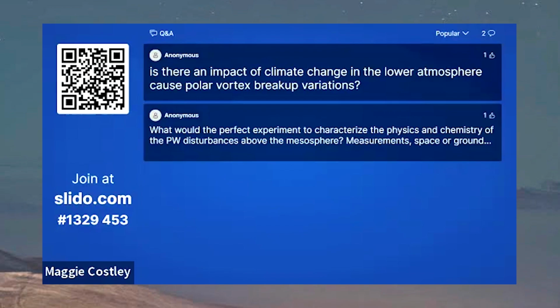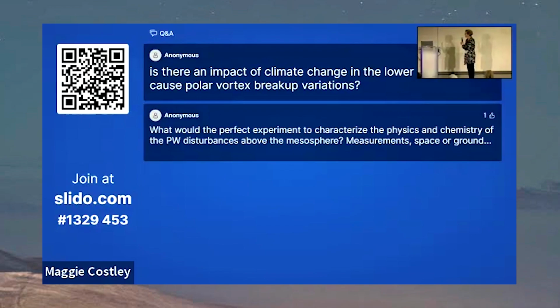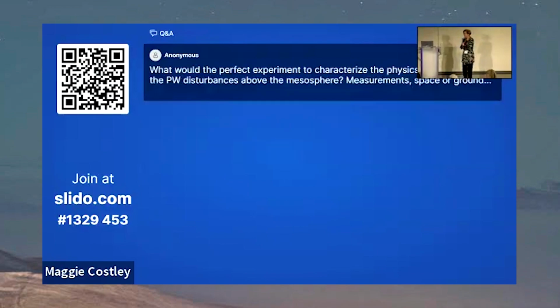Okay. The next question: is there an impact of climate change in the lower atmosphere causing polar vortex breakup variations? Probably yes, but it's not my area, so it's not a great question for me to answer, but I would say yes. Models have shown impacts on polar vortex evolution and breakup relating to climate change.